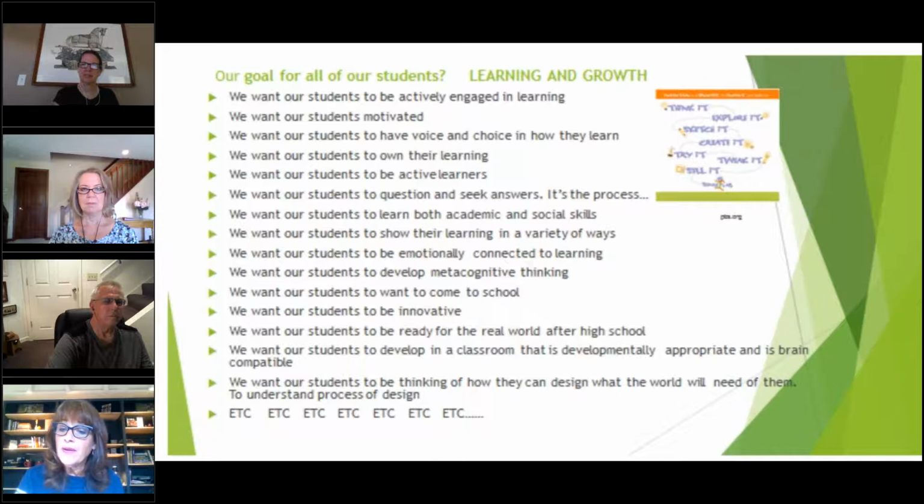We want them to be able to be in a developmentally appropriate classroom. So sketchnoting, because it can be used kindergarten through 12th grade, it's developmentally appropriate for any age of student. And then we want our students to be thinking about how they can be designing in the world and to understand that process of design. Because whether you're writing or finishing up a math problem or working in the science classroom or in a lab, all those content areas involve thinking and designing.